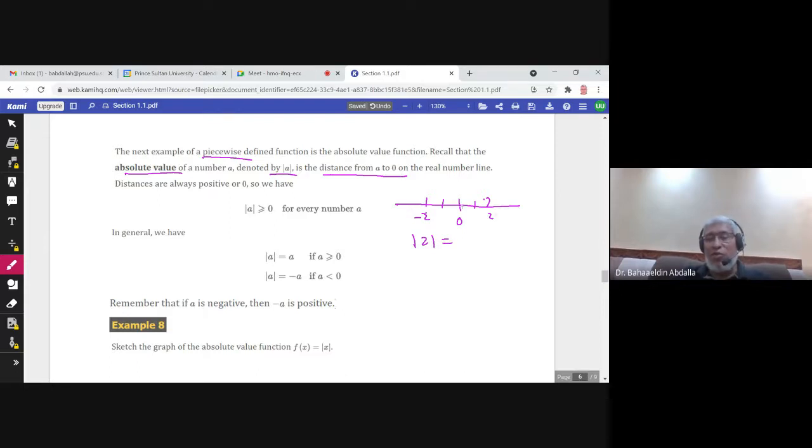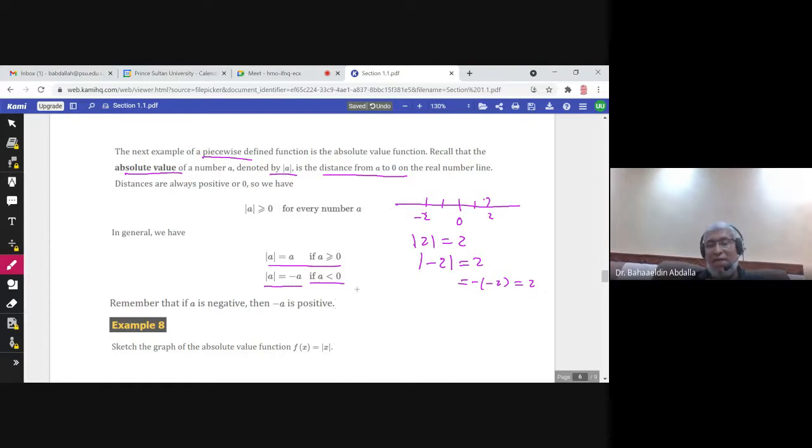The distance from 2 to 0: 1, 2, 2 units. What is the absolute value of -2? The distance from -2 to 0, which is 1, 2, 2 units. Okay, so if a is positive, absolute value of a would be equal to a. But if a is negative, if the number inside the absolute value is negative, then absolute value of a is not a, it is negative a. So in fact, the absolute value of -2 is -(-2), which is 2. So absolute value of a is -a in this case.